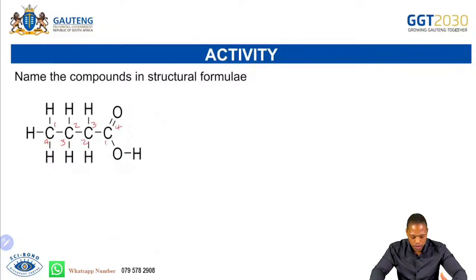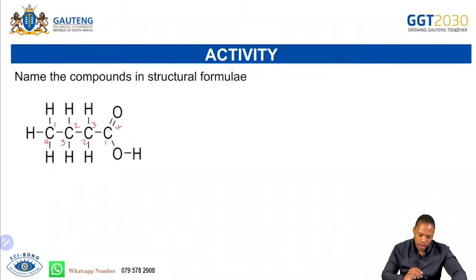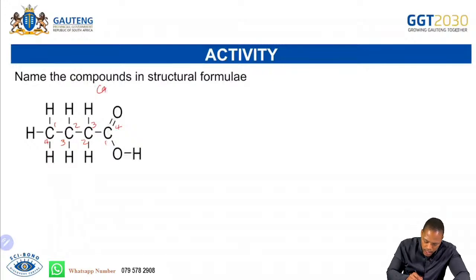We are then now going to simply identify the homologous series to which this compound belongs. To which homologous series does this compound belong? Go back to my R5 catch table, look for the structure that is similar to this one. I see a C double bond OOH on carbon number 1. So this must be a what? A carboxylic acid. This must be a carboxylic acid.